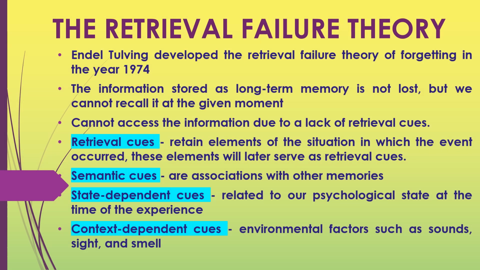First one, the retrieval failure theory. Endel Tulving developed the retrieval failure theory of forgetting in 1974. He believed that forgetting of information occurs when an individual fails to retrieve information from their memory. Even though the information stored as long-term memory is not lost, we cannot recall it at the given moment.